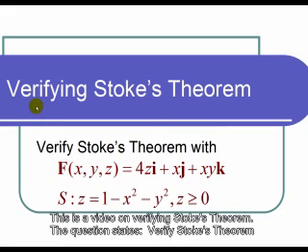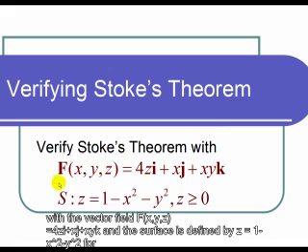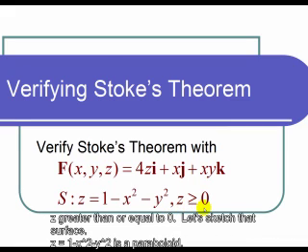This is a video on verifying Stokes' theorem. The question states, verify Stokes' theorem with the vector field F of x, y, z equals 4z i plus x j plus xy k. And the surface is defined by z equals 1 minus x squared minus y squared for z greater than or equal to 0.